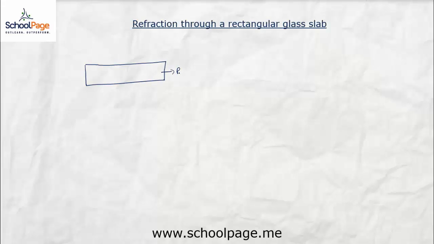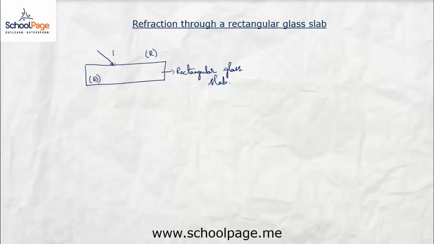So this is a rectangular glass slab. Let us consider a ray of light passing through the glass slab. So this will be the rarer medium and this will be the denser medium. So when a ray of light passes from a rarer medium to a denser medium, this is an incident ray which is passing from rarer medium to denser medium.